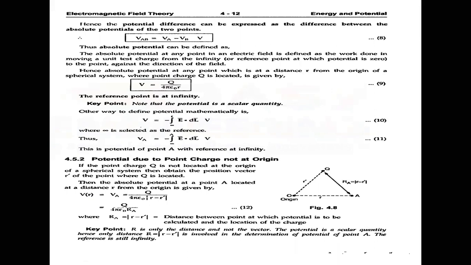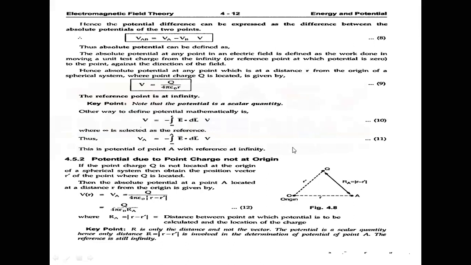Okay. If the point is not at the origin, what is the potential difference? Or rather, not the potential difference, the potential due to the point charge not at the origin. Not at the origin means the origin is here, the point A, and the charge Q is here. Here R is a distance and R dash is a distance. So VA is equal to Q by 4 pi epsilon naught into R minus R dash, the distance of Q to A, which is not at the origin. The RA is equal to R minus R dash.